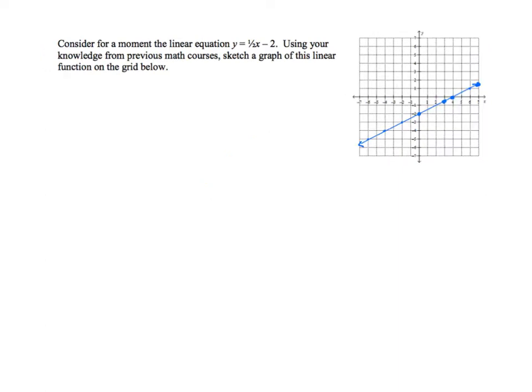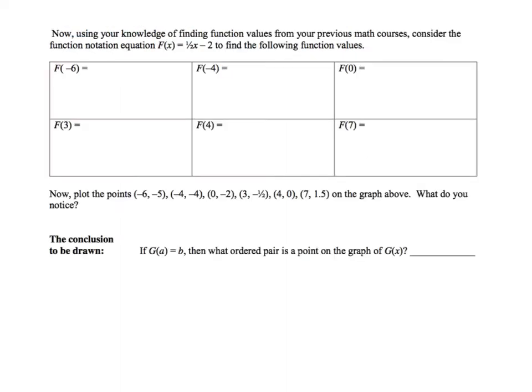Next, this is what it should look like. In the line that I drew, do you see how I have the points drawn on here? Next, I want to talk about looking at these values. It says, using your knowledge of finding function values from previous math courses, consider the function notation f of x equals 1/2 x minus 2 and find the following function values. So as I look at this, it is f of -6. That means -6 must be x, so I'm going to plug that in and evaluate. This is -3, -2, or -5.